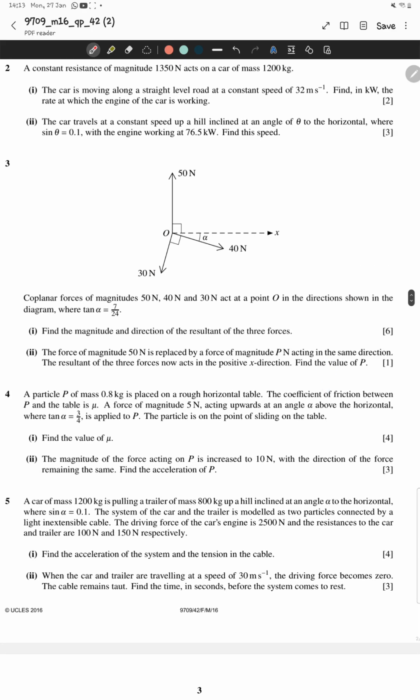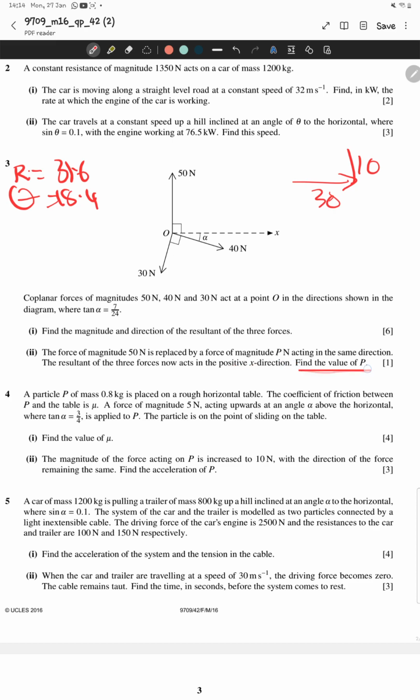Okay, so the second part. So R was 31.6, and then we had theta as 18.4, and it was like this, 30, 10. The force of magnitude 50 newtons is replaced by a force of magnitude P acting in the same direction. The resultant of the force now acts in the positive x direction.